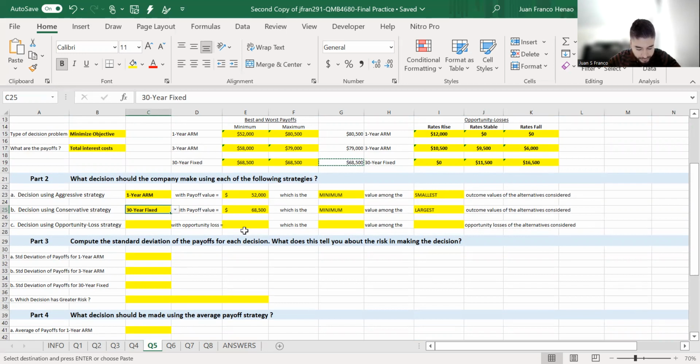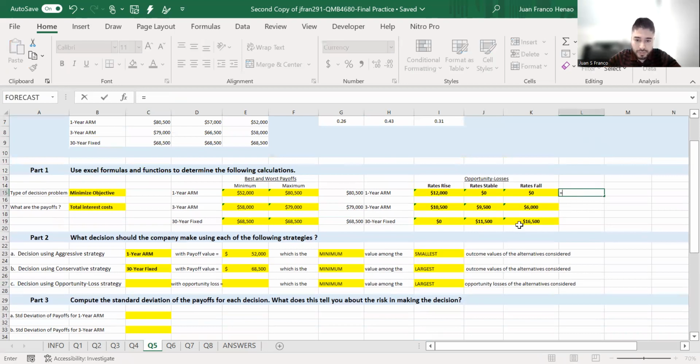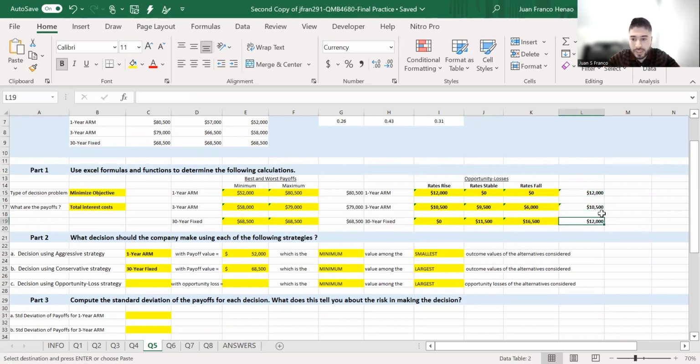And lastly, for the opportunity loss, it would be the minimum value among the largest. We're gonna find it here. We want the max since it is the largest, and we're gonna choose the minimum among these. It is the 10,500, copy values, paste, and this corresponds to the 3-year ARM. Okay, it looks good. Just double checking here. Perfect.